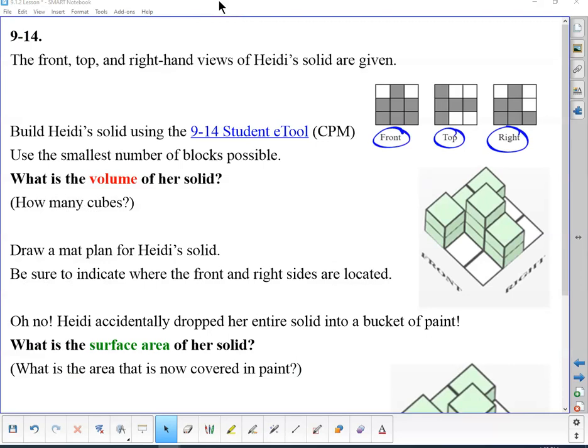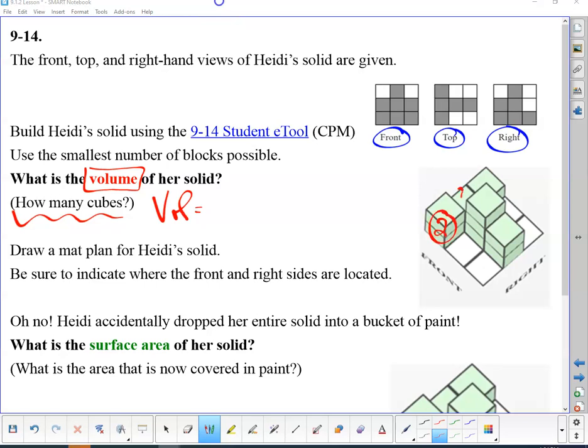Okay, so now we have to figure out the volume of the cube. In other words, just how many cubes. So our volume is just the number of cubes. Apparently we've got 2 cubes here, 1 here, 1 here, 3 cubes here, and 2 cubes here. If we add that up, 3 plus 2 is 5, plus 4 is 9. So the volume is going to be 9 units cubed.